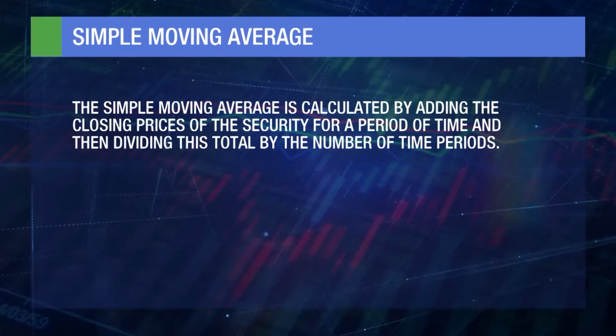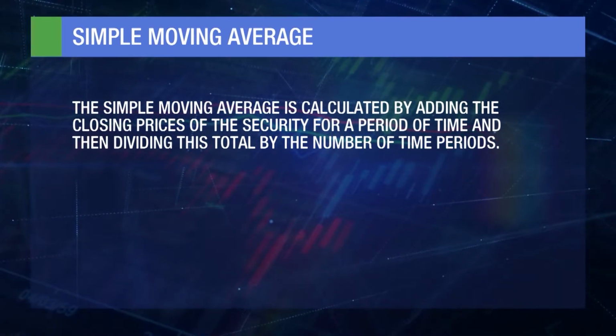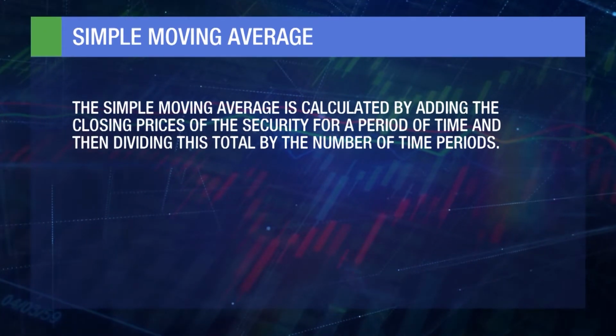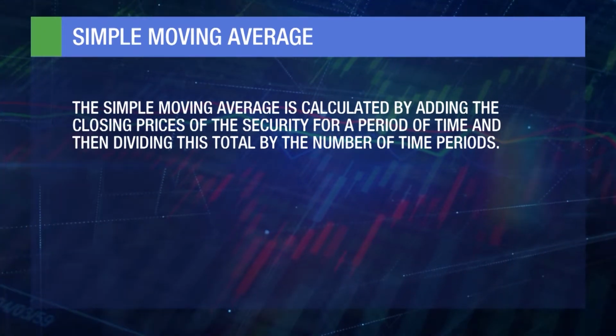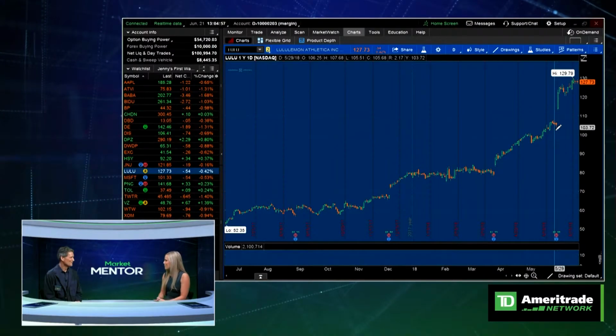Now, the simple moving average is calculated by adding the closing prices of a security for a period of time and then dividing that total by the total number of time periods. Does that make sense? It does, but I've never really used simple moving average much myself. Right.